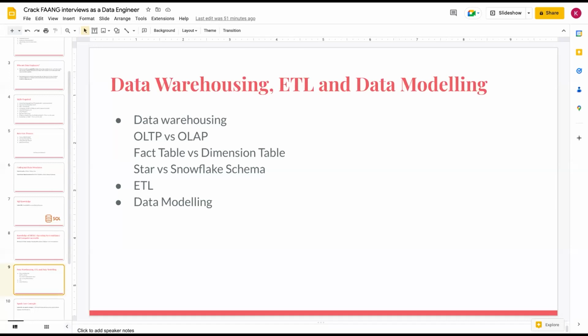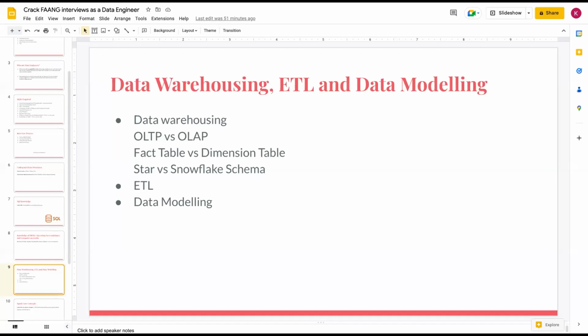Under this, ETL will be mostly theoretical questions only. No such brainstorming, right? You need to explain what ETL is and what the components of ETL are. So these are the very basic questions that you will be asked.